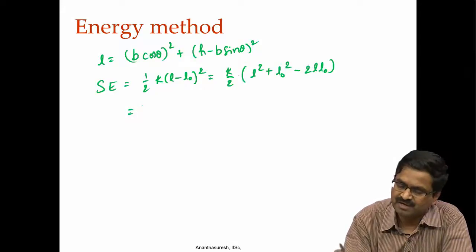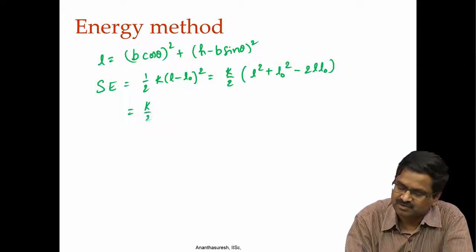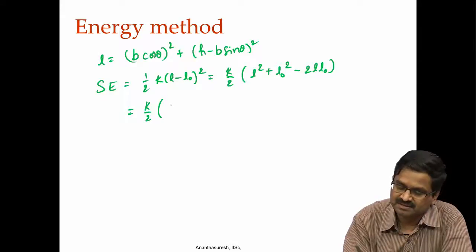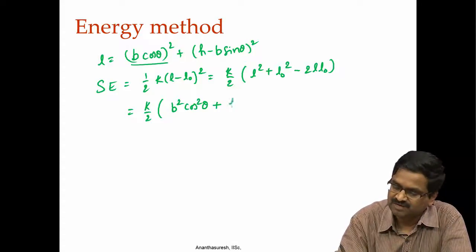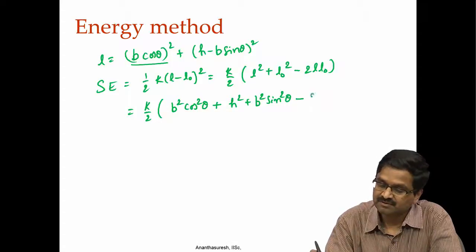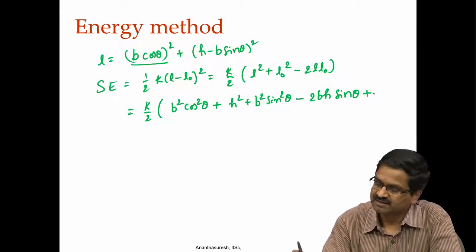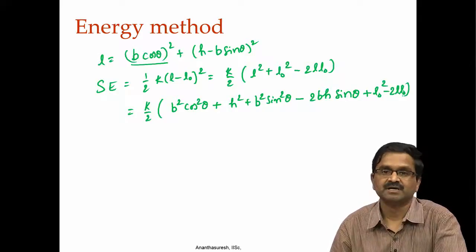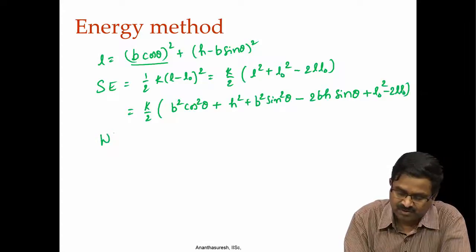Let us substitute for L square, then I get k by 2, L square is B square cosine square theta plus this square, we written that, and this one will be H square plus B square sin square theta minus 2BH sin theta, okay, that is L square, and then there will be L0 square minus 2L L0, that is your strain energy. And what is the work potential?